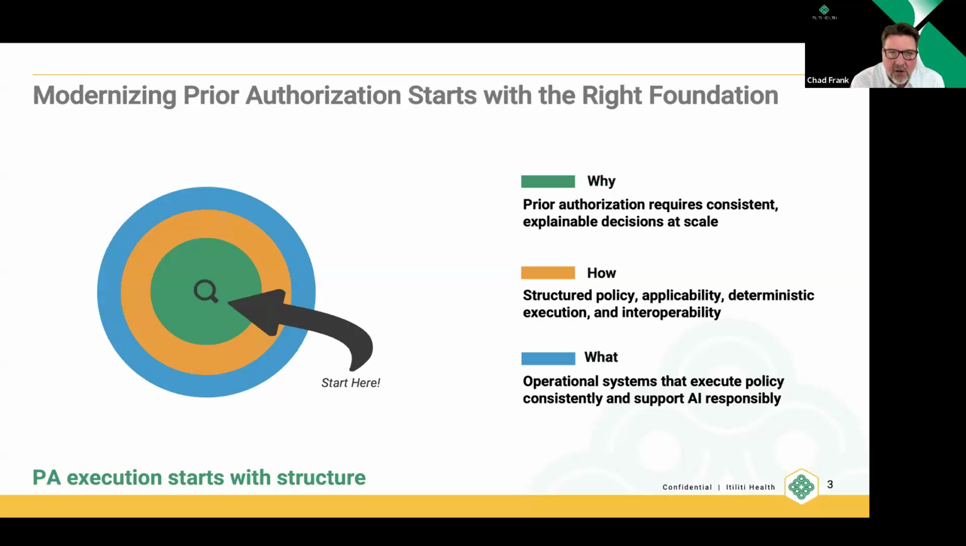Ultimately, what we're trying to solve is that prior authorization is not about having a human or a system interpret data. It's about trying to put the right tools and information in place that allows you to execute a decision that's consistent and repeatable. And so, really, what I was talking about is if I want to have consistent, explainable decisions at scale with prior auth, I'm talking about the orange area here.